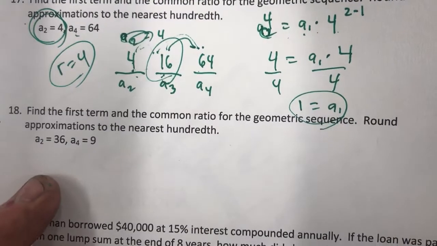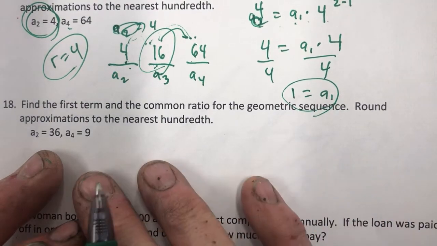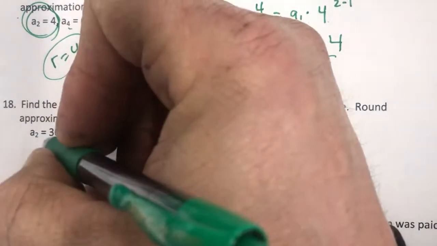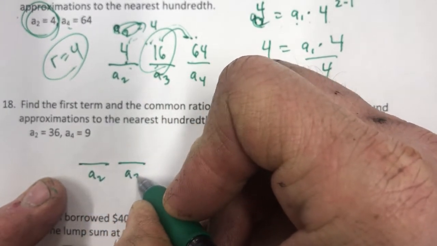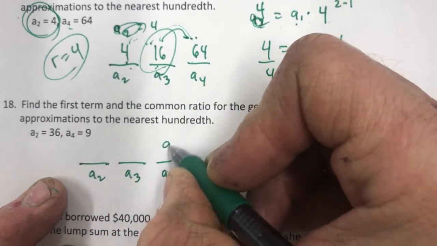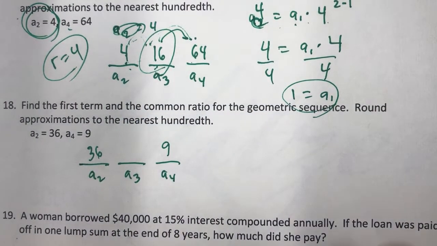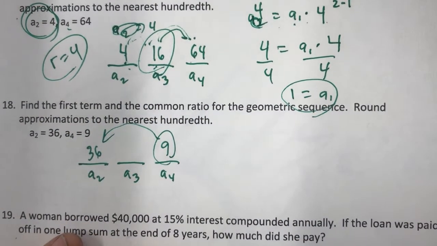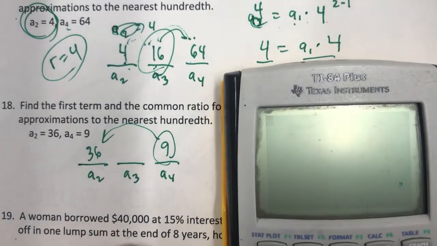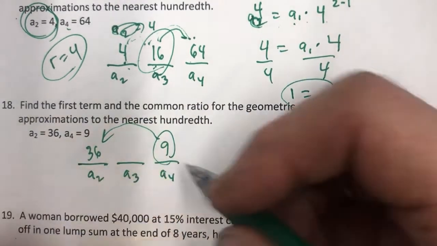Okay, number 18. Find the first term and the common ratio for the geometric sequence, rounding approximations to the nearest hundredth. So here's a sub 2 and a sub 4. Again, we got a sub 2, a sub 3 we don't know, a sub 4 is 9. So there's what we have. If I take this one, divide by that one, 9 divided by 36, I get 1/4.